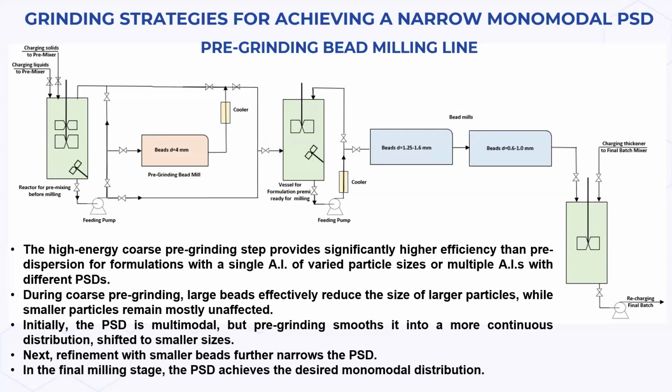For such scenarios, a high-throughput bead mill serves as a better alternative to a homogenizer. This equipment effectively disintegrates large particles and breaks down agglomerates, resulting in a more consistent dispersion ready for the further fine grinding. In the final stage, finer beads are used for additional refinement, further narrowing the PSD to achieve the desired monomodal distribution.